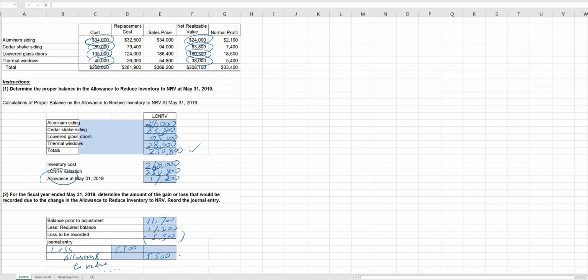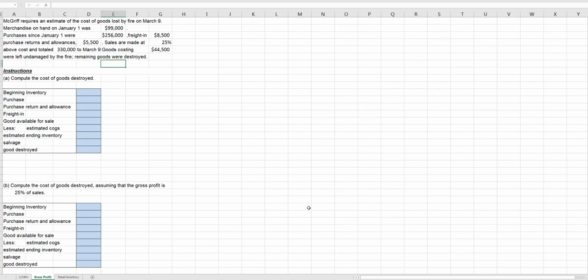All right, this is for the first question. And for the second one, we're going to talk about gross profit. I'm not going to work the whole process, but I'm going to work this question partially. So for the gross profit, basically we're going to find out the cost of ending inventory, based on the relationship between the cost and sales.